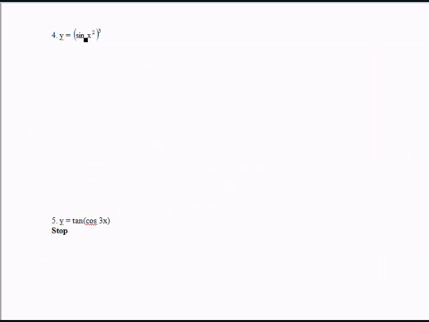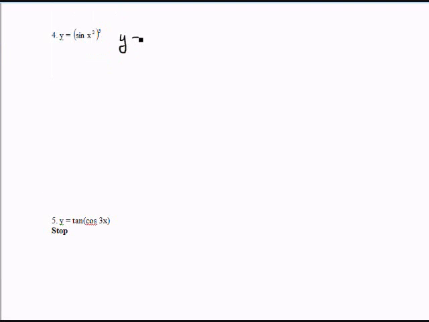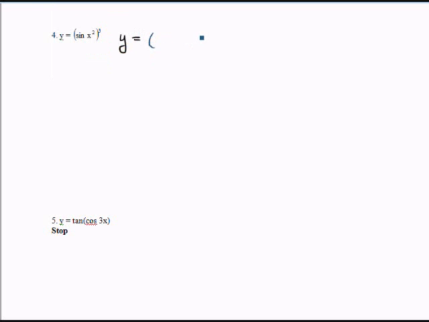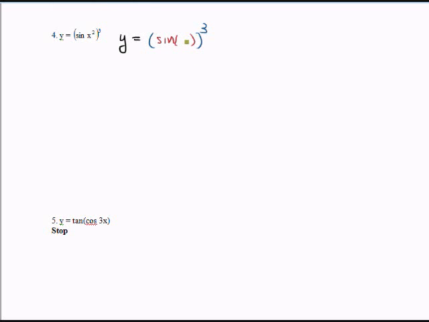Okay, our next one is 1, 2, only 3 values here. So let's rewrite it using some of our colors. Our outer function is the cubing function. The next function is the sine function. And then the next function is the squaring function, x squared.